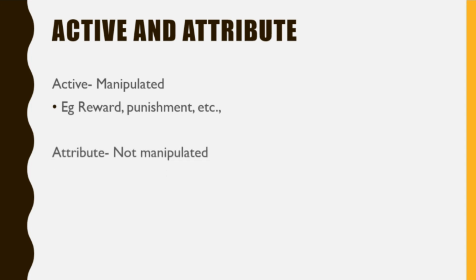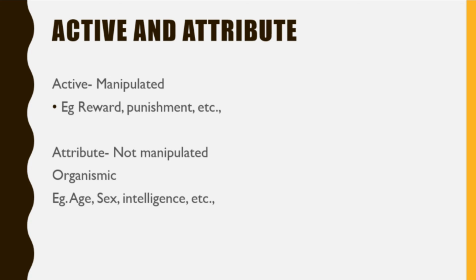The other is the attribute variable, which cannot be manipulated. It is also called an organismic variable. For example, age, sex, intelligence: you cannot actually manipulate or change them. The only thing you can do with attribute variables is select on the basis of attributes. It's not possible to manipulate them. So these are called attribute variables.